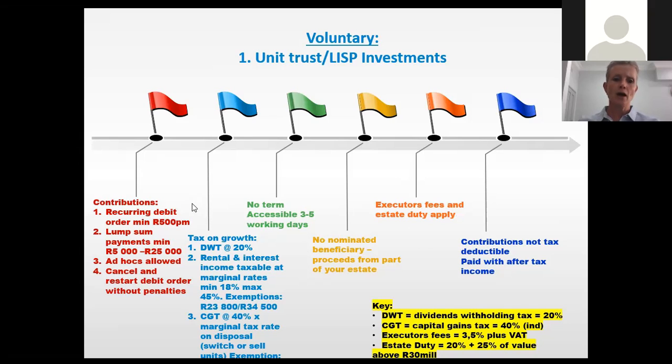So recurring debit orders are allowed. Minimum contributions for the majority of the companies is 500. Lump sum payments are allowed, and the minimums there vary depending on the service provider, between 5,000 and 25,000, and it also depends on the portfolio that you're investing in. Ad hocs are allowed. That means that additional contributions of any lump sum amount can be added into those portfolios at any time. And then you can cancel and restart your debit order if you've got a fixed monthly debit order at any time without penalties.